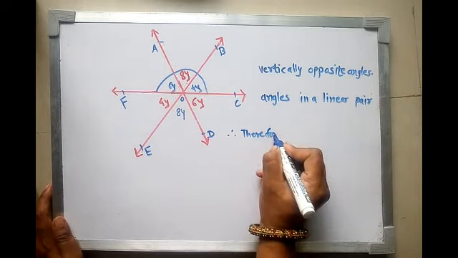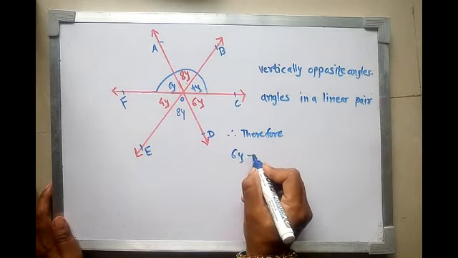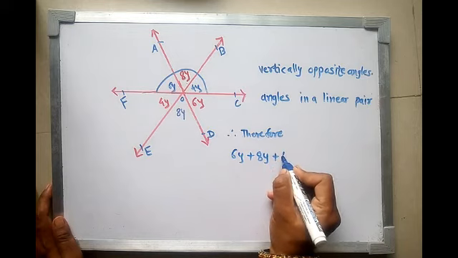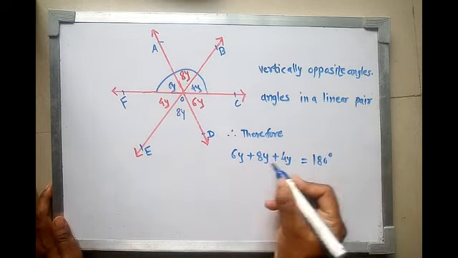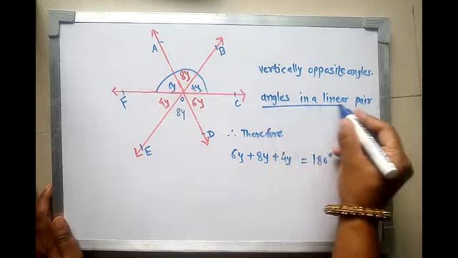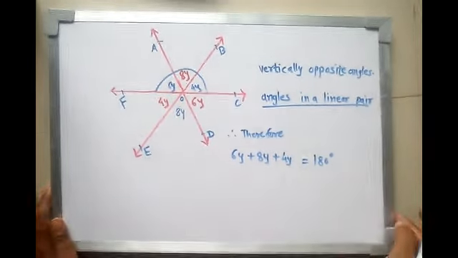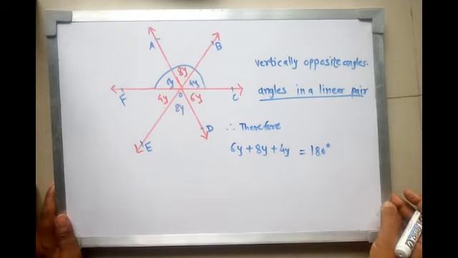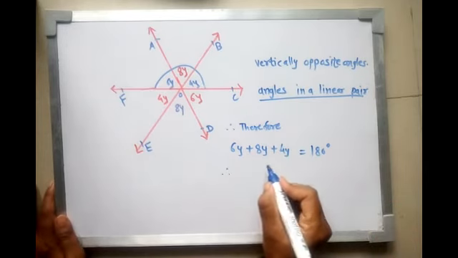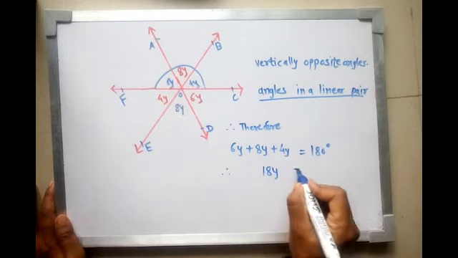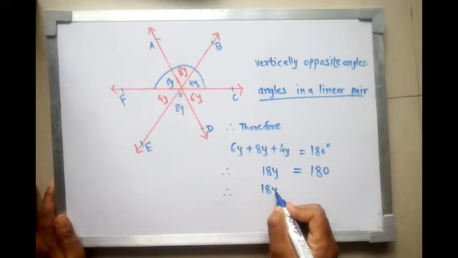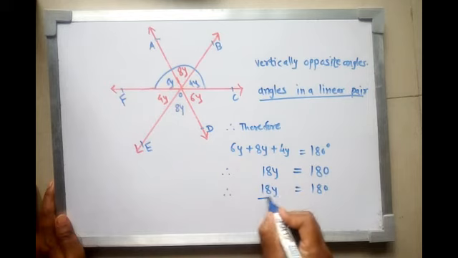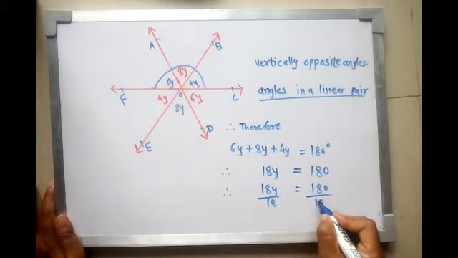Therefore, 6y plus 8y plus 4y is equal to 180 degrees, as the angles are in a linear pair. Here I solve this equation. 6y plus 8y plus 4y is equal to 180 degrees. The sum of these three angles is 18y, which is equal to 180, divided by 18.